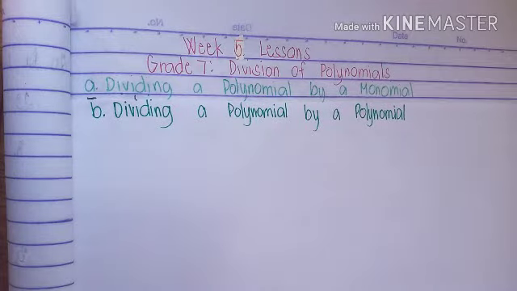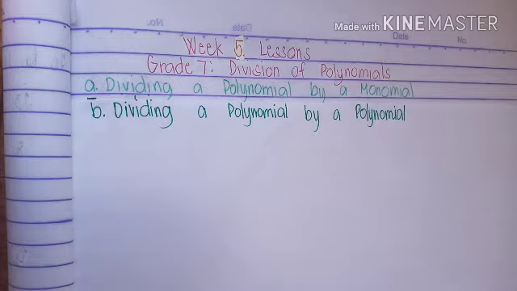Hello everyone. So for this week, our lesson is about division of polynomials. Now if you remember, for multiplication of polynomials, we have a case-to-case basis. Now for division of polynomials, we're gonna have two. The first one is we're gonna divide a polynomial by a monomial, and the second one is dividing a polynomial by a polynomial. Okay, so let's try to have a few examples.